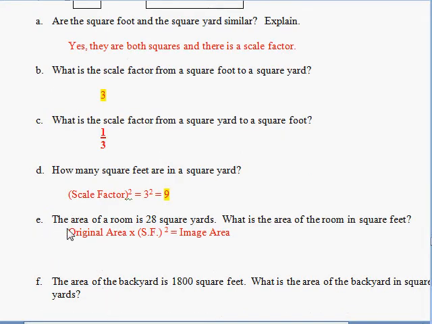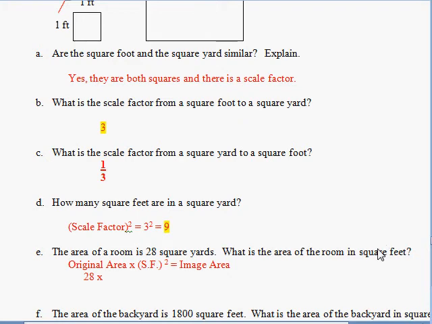For letter E, it says the area of a room is 28 square yards. What is the area of the room in square feet? So our original area is 28. Since it takes more feet to equal a yard, we're going to use the scale factor of 3, but we have to square it, so it's going to be 28 times 9. This is the same thing as this. We just needed to apply a scale factor because with square yards, you're not going to need as many of them as you would in square feet.